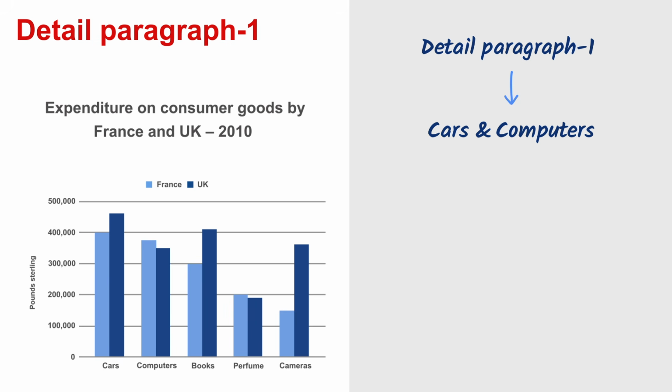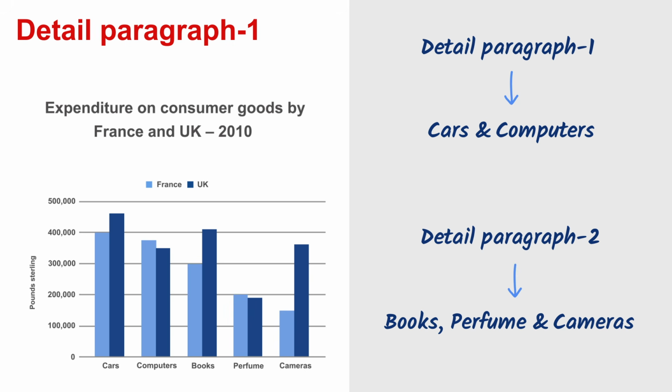most, right? And in our fourth paragraph, we write about books, perfume, and cameras. So we always start our third paragraph writing about the most dominant. And the most dominant here is cars and computers. All right, we start our third paragraph with writing about cars. All right, so let's take a look at cars.